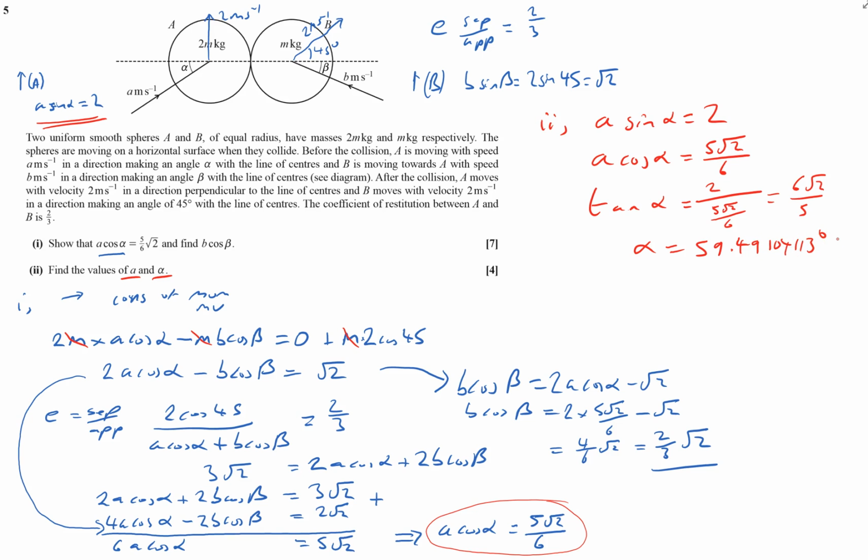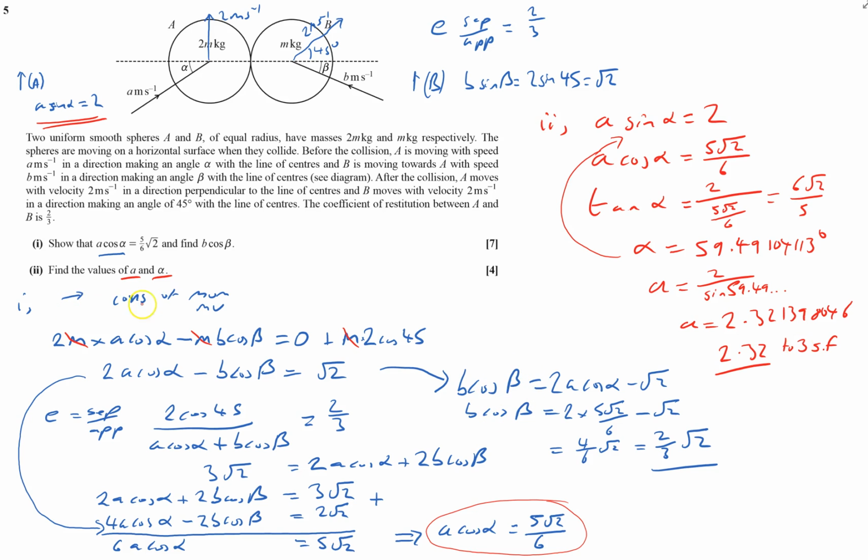59.49104113 degrees, roughly. And if I put that back into here, then I get A equals 2 over sine 59.49, etc. And that gives me A equals 2.32139846, or 2.32 to 3 significant figures. And hope you can follow the layout through that.